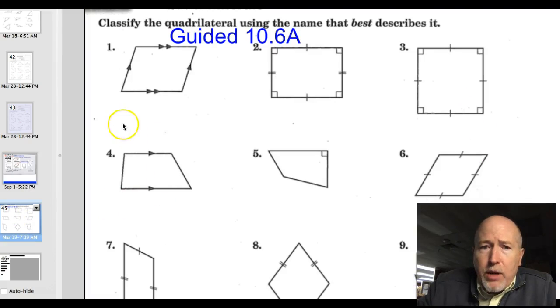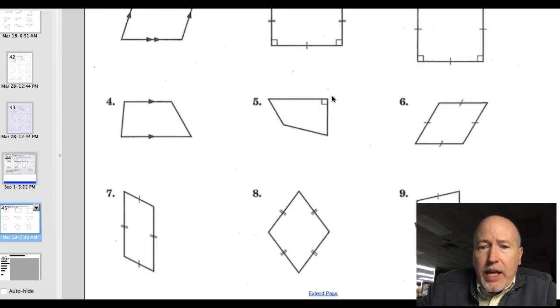Oh, quick test. Here we go. What is this one? Parallelogram. This one? Rectangle. Here? Quadrilateral. This one? Trapezoid. This one? Did you say kite? It's a rhombus. All 4 sides are the same. Again, it's just a square that doesn't have right angles.